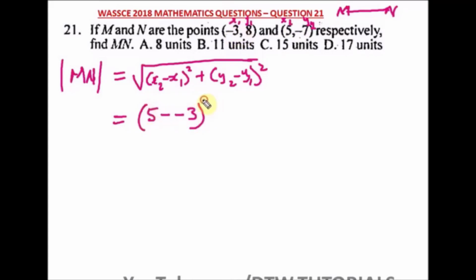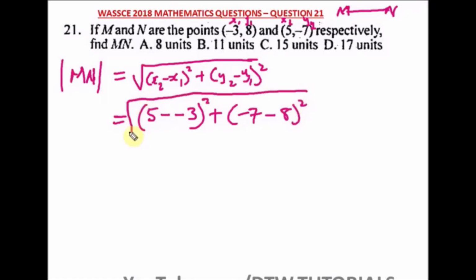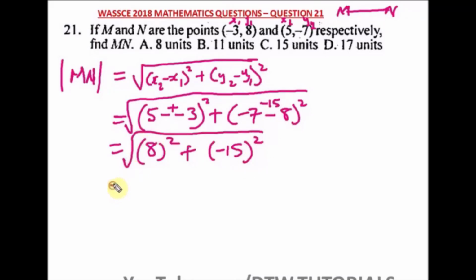All right, all squared plus what is y2? y2 is what? Minus 7, and y1 is 8, so we have a minus here and 8 all squared. Remember your square root here. Okay, so we have 5 minus minus 3, that will be a 5, minus times minus will be a positive. Okay, and 5 plus 3 is what? 8, so we have 8 squared here plus we have a minus 7 minus 8, and minus 7 minus 8 will give us what? A minus what? 15. So we have what bracket? Minus 15 squared. Okay, don't forget our square root.